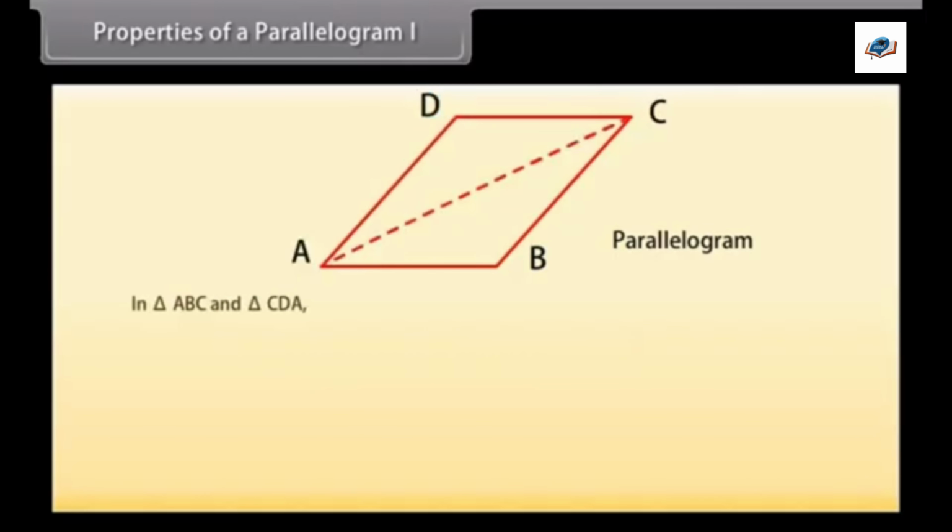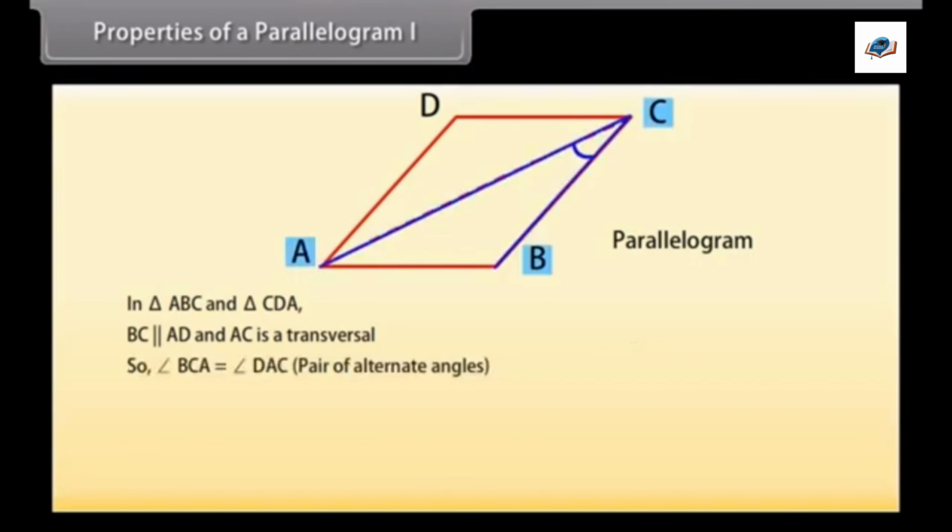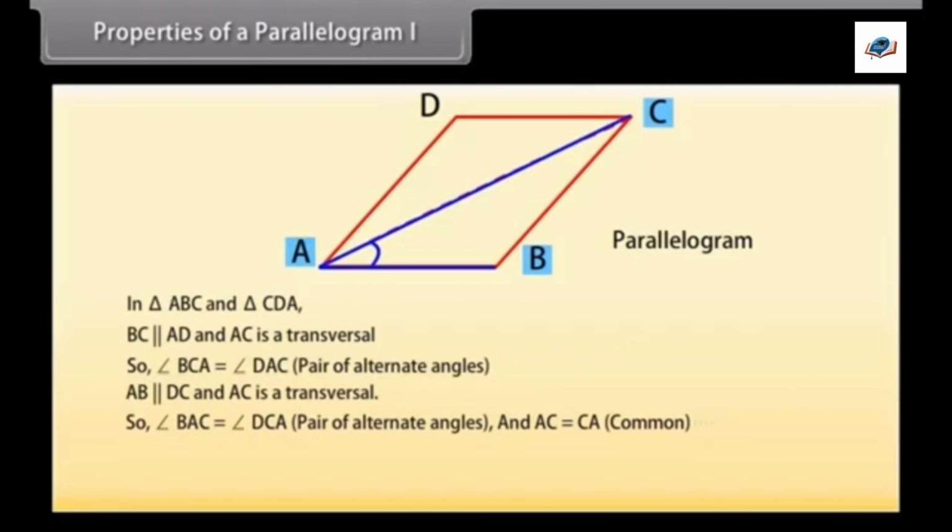We can see that in triangle ABC and triangle CDA, BC is parallel to AD and AC is a transversal. So, angle BCA is equal to angle DAC because these are a pair of alternate angles. Also, AB is parallel to DC and AC is a transversal. So, angle BAC is equal to angle DCA because these are a pair of alternate angles, and AC is equal to CA because this is common in both the triangles.